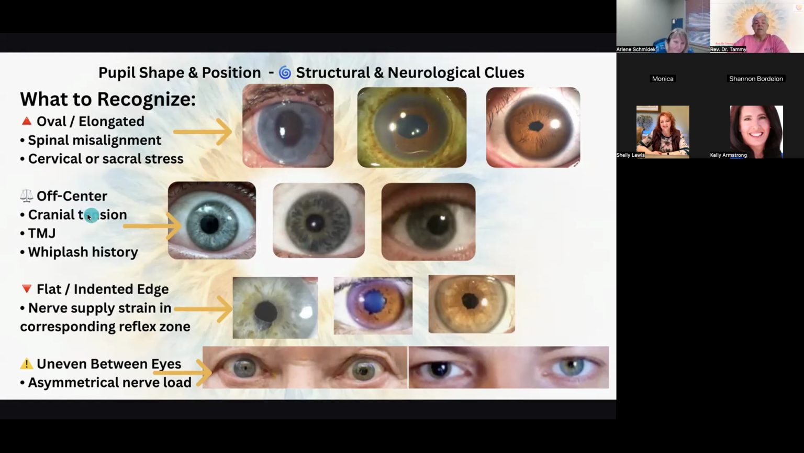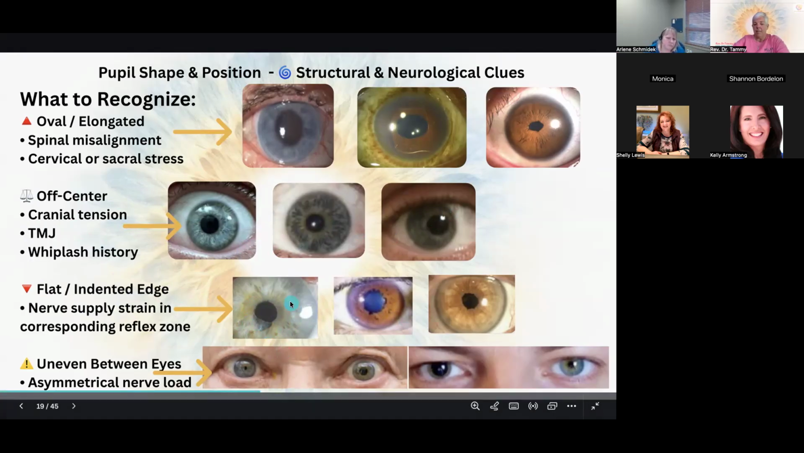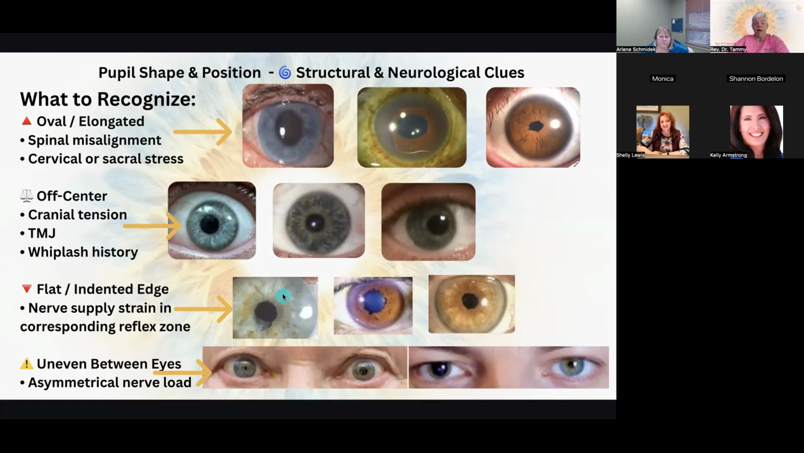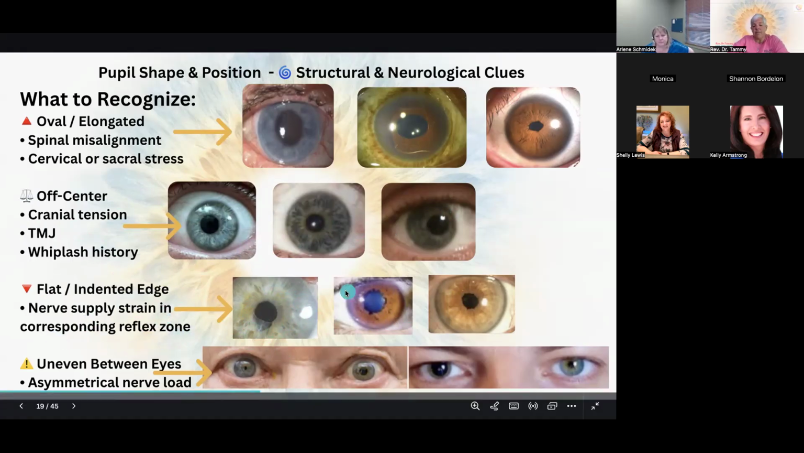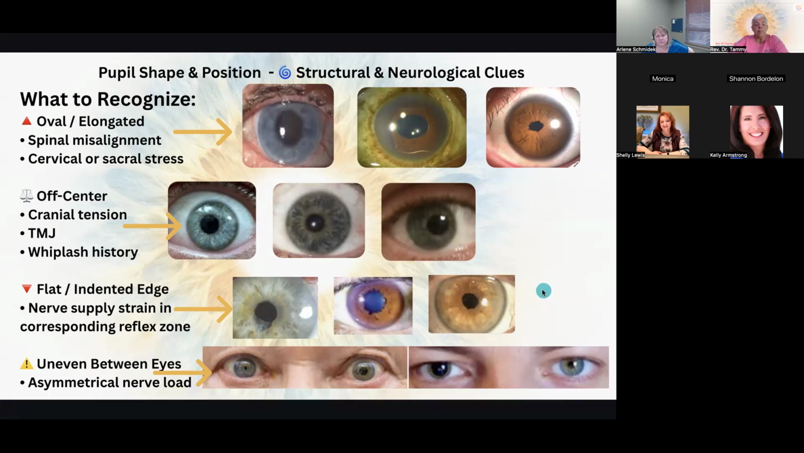Is it off-centered? If it is off-centered, this is cranial tension, TMJ, whiplash history. So look at all these pupils here. They're all off-centered, every one of them. Are they flat or indented on one edge? These are flat and indented. Now, this one particularly, I'm thinking this is a surgery botch of some sort. This was an eye I grabbed off of one of the iridology pages. I think there's a story to this one, but there's a nerve supply strain in the corresponding reflex zone if they have really irregular looking pupils.